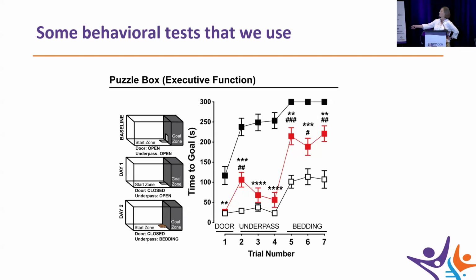So just with the first door, you can see that the mutants, they have some motivation issues. But then you start to give them the closed door and fill it up with bedding, and we stop the test at 5 minutes. So they really have problems. And the wild type, they are fastest when the door is open. They quickly figure out, okay, yep, I can use this underpass. And then the bedding, of course, they have to dig through it, but they solve that too.